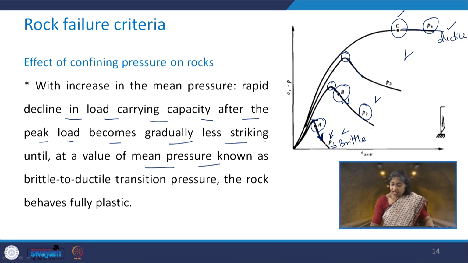So, slowly in between this there is one pressure that is called the brittle to ductile transition pressure, and after this pressure the rock starts behaving as a fully plastic material. So, you see it is the same rock which was behaving as a brittle material at low values of confining pressure, but starts behaving as a ductile material at high values of confining pressure.